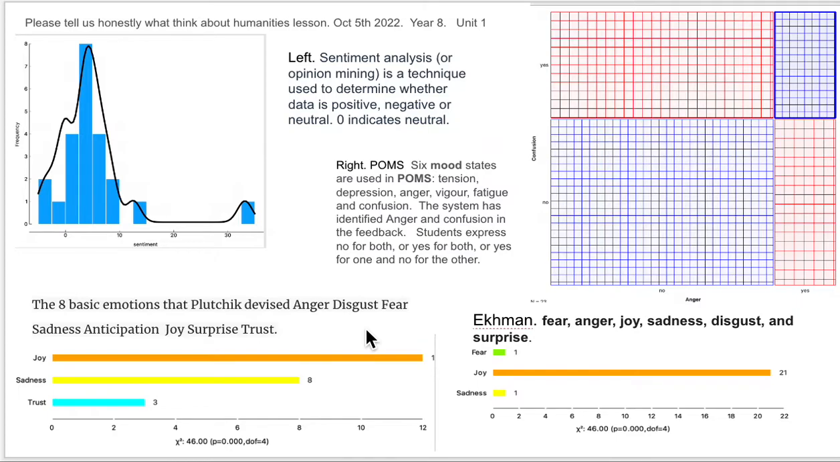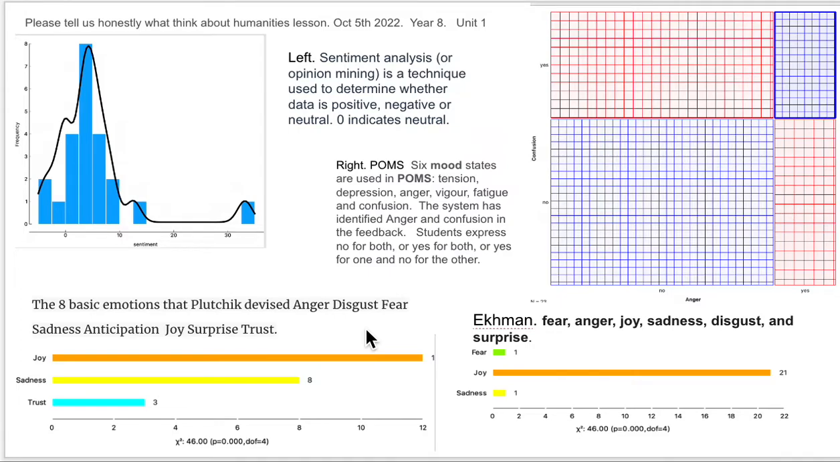So there are two methods of actually analysing and identifying emotions, and this video will concentrate on the Plutchik method. So the Plutchik method uses an emotional wheel that identifies 8 key fundamental emotions. They are anger, disgust, fear, sadness, anticipation, joy, surprise, and trust.